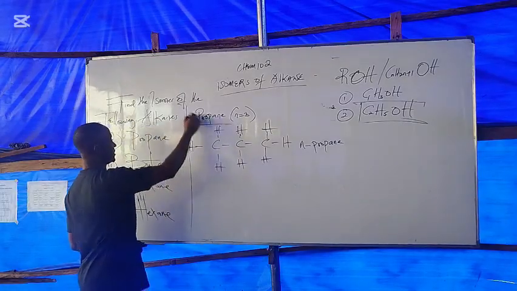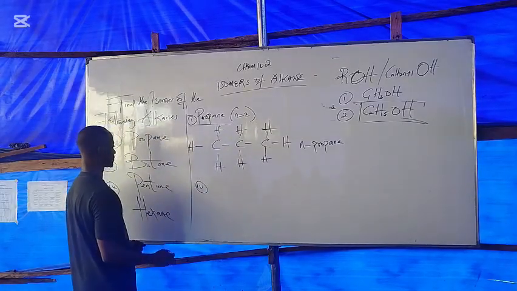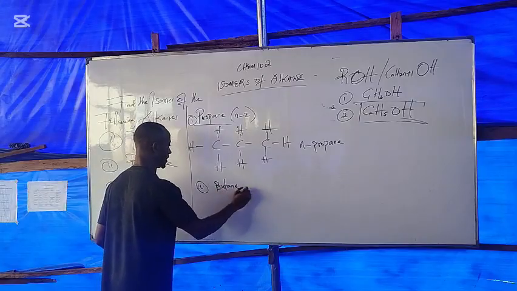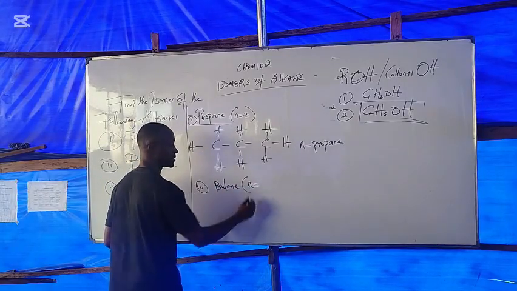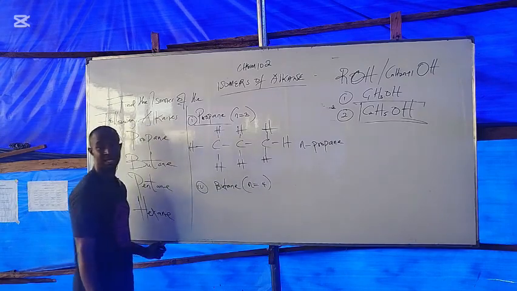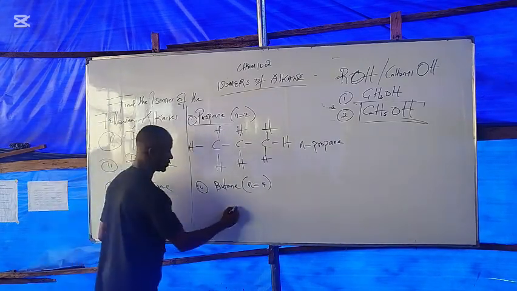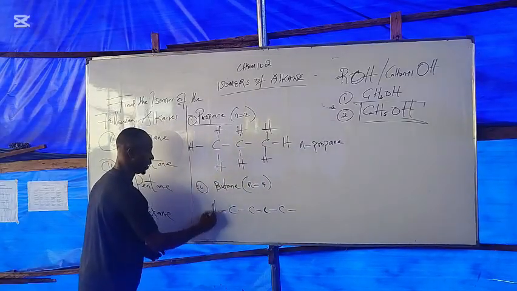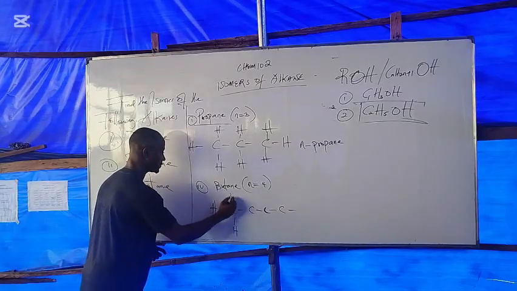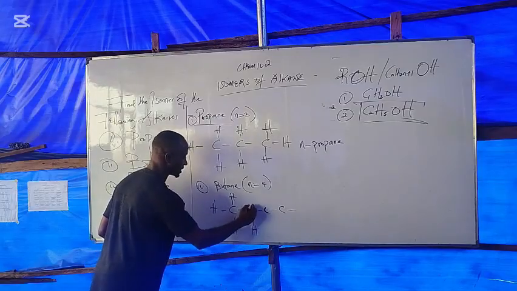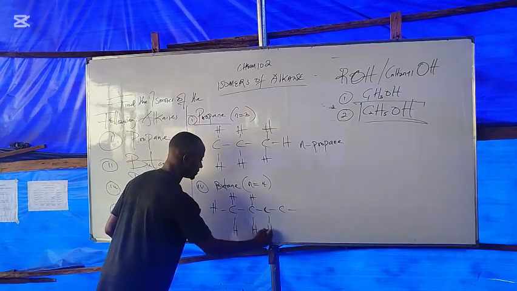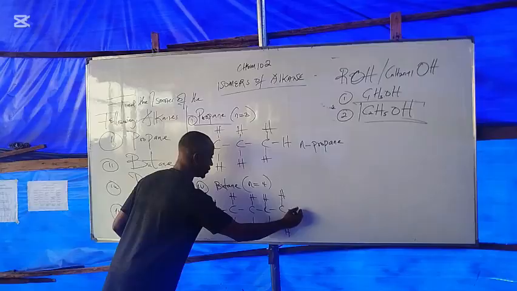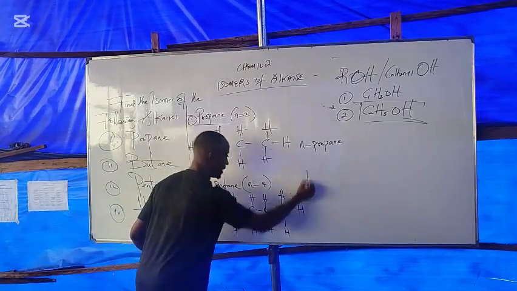Number one is this, right? Number two, what do you have in number two? Butane. Butane is when n equals 4. That means we have how many carbon atoms? Let's check: 1, 2, 3, and 4, right? I hope you are following. Butane has how many isomers? From the table, 2. I know I gave you that table, so you know how to manipulate your way through.